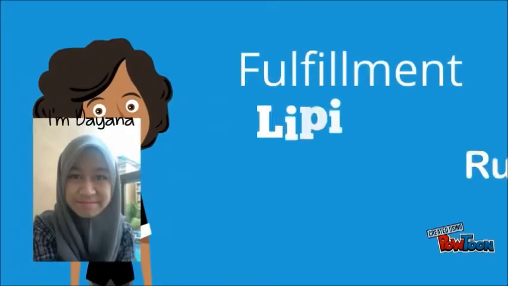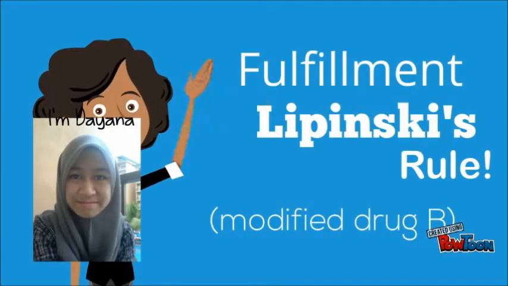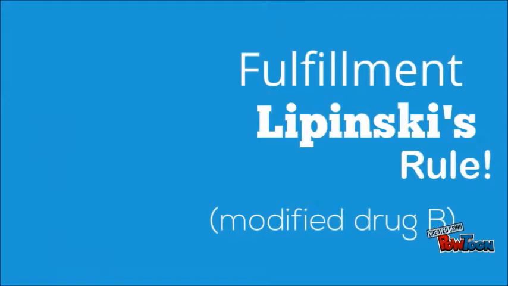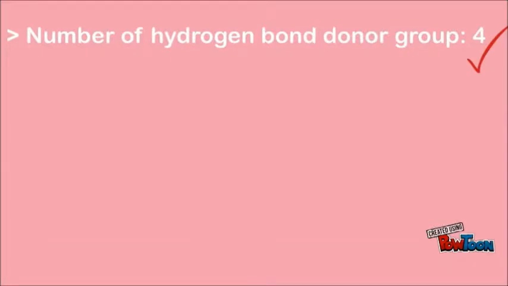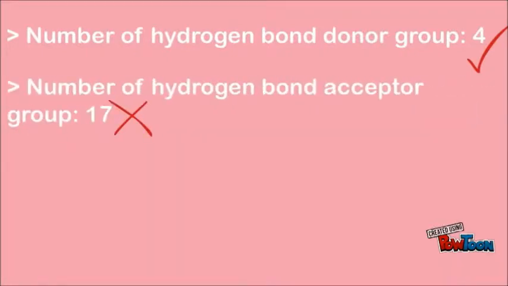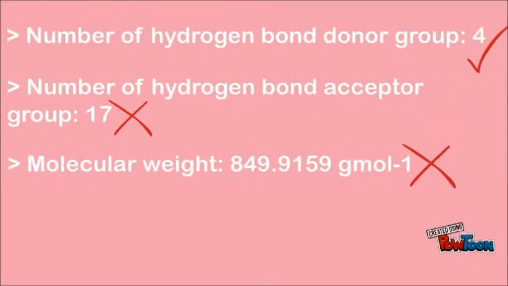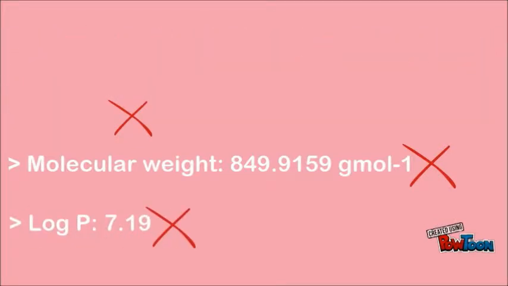Hi, I'm Diana. I'm going to talk about fulfillment Lipinski rule for modified drug B. Number of hydrogen bond donor group is 4, number of hydrogen bond acceptor group is 17, molecular weight is 849.9, and log P is 7.19.